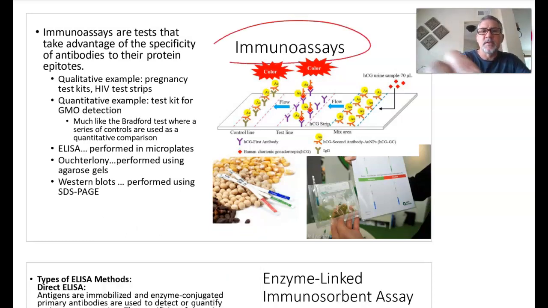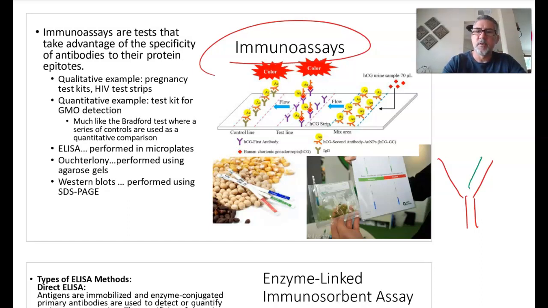Immunoassays, right? What they do is they take advantage of antibodies. So remember, if we have an antibody, it's a different color, right? Antibodies, remember, are specific for epitopes. So these are antigens. An antigen is anything that's foreign to the body.